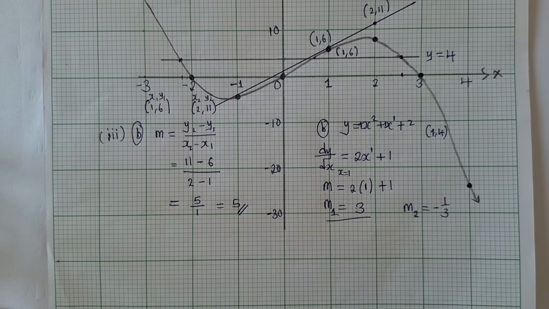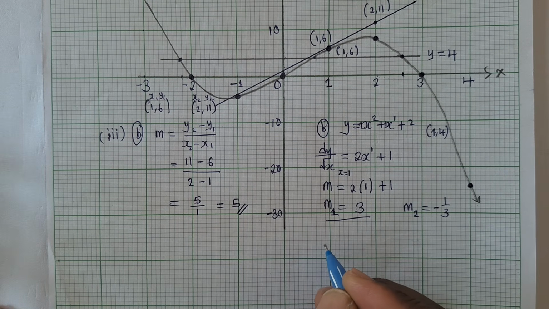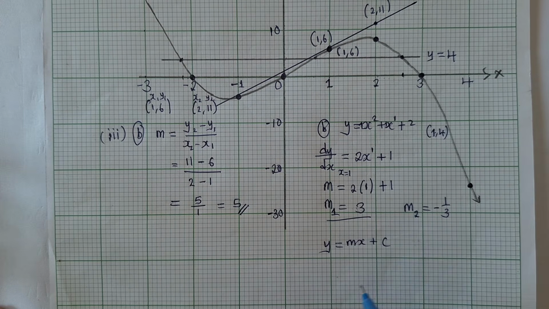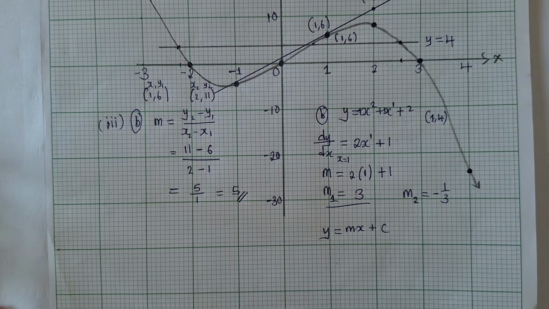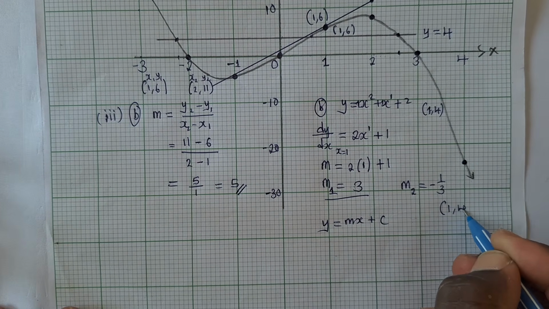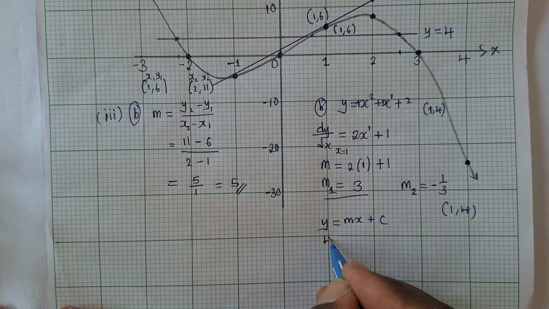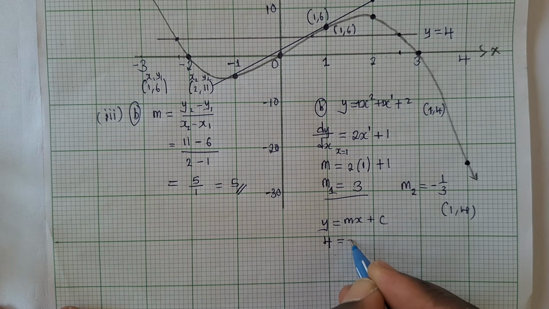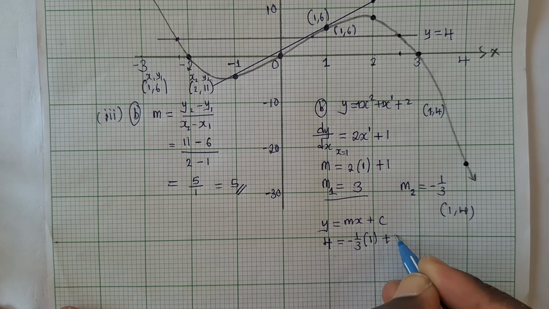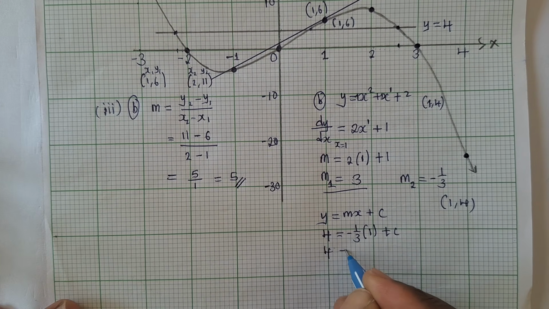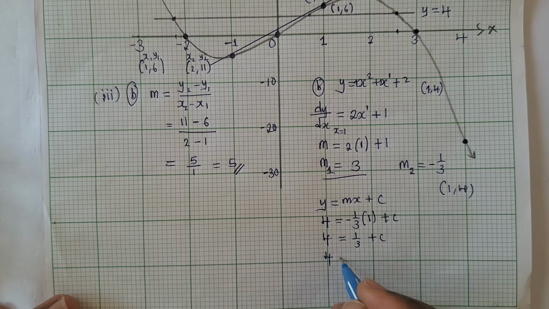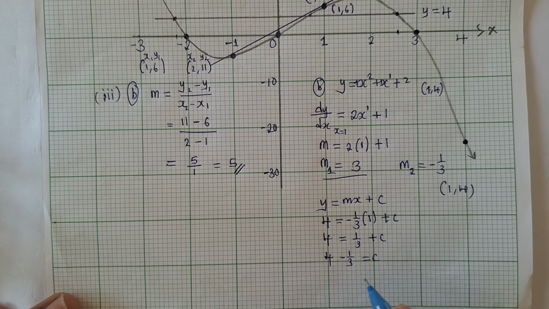Once you do this, guys, you can now find the equation. We're going to say y is equal to mx plus c, the normal formula we use to find the equation of a straight line. Now get this point. Let me write it here. Start with the y: 4 equals our m, which is negative 1 over 3, our x here is 1. So for c, 4 is equal to negative 1 over 3 plus c. 4 minus negative 1 over 3 is equal to c.